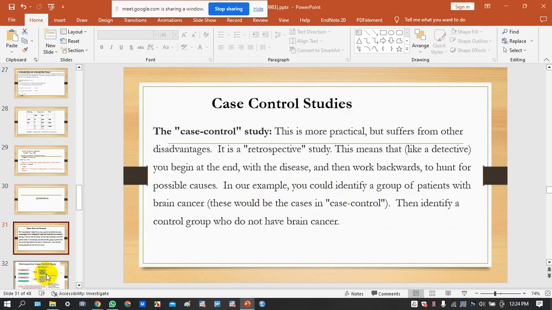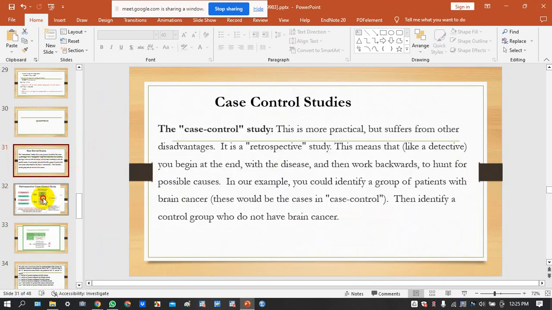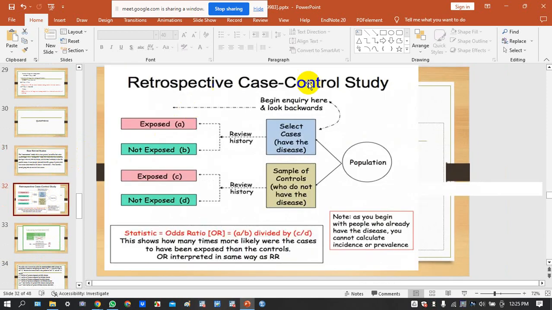So let's look at this schematic diagram for a retrospective case control study. Case control study is a retrospective study, meaning that we have the exposed, not exposed, like the 2x2 table I showed you. So this is the population. Begin inquiry here and look back.